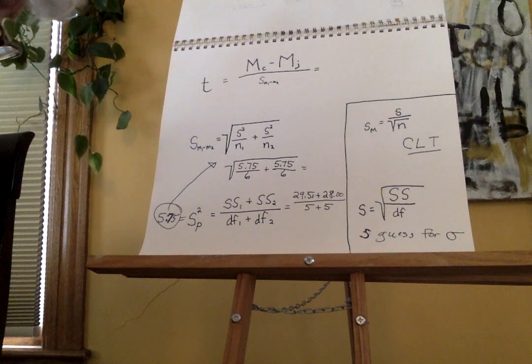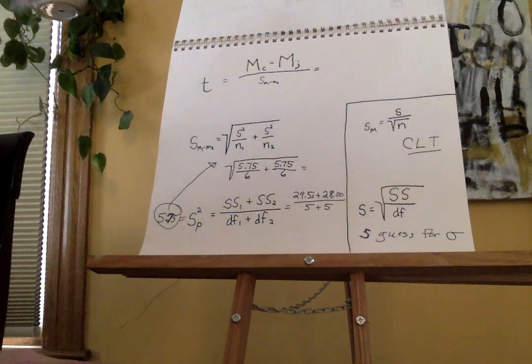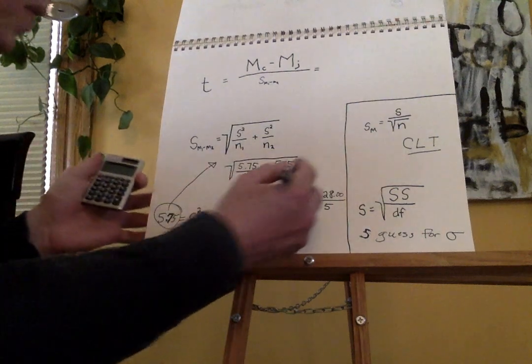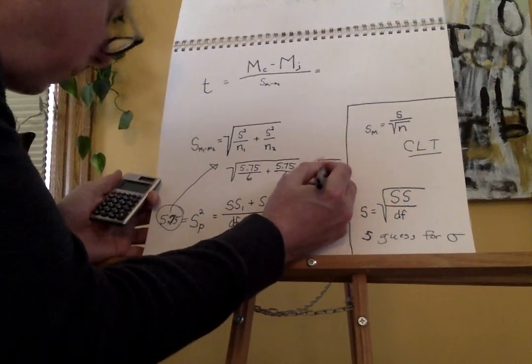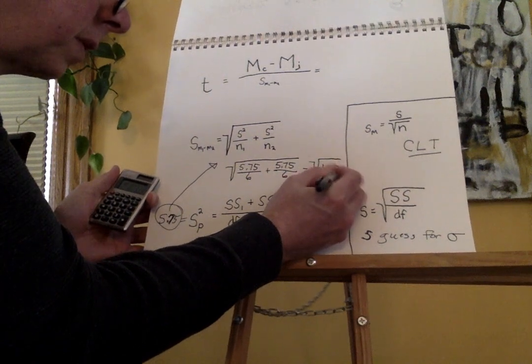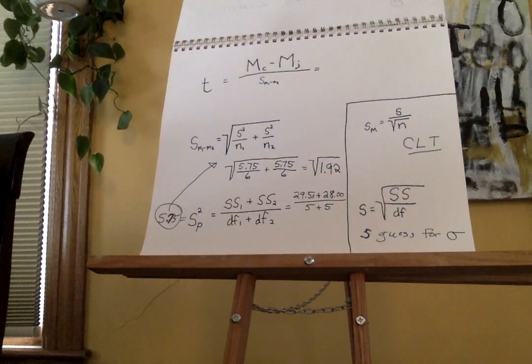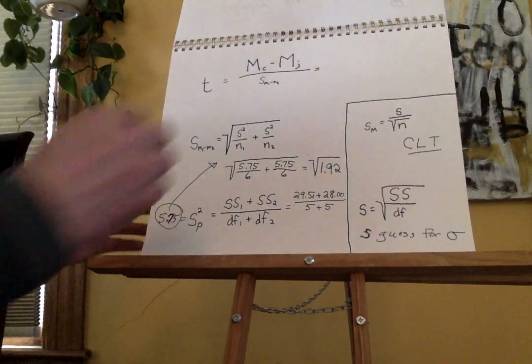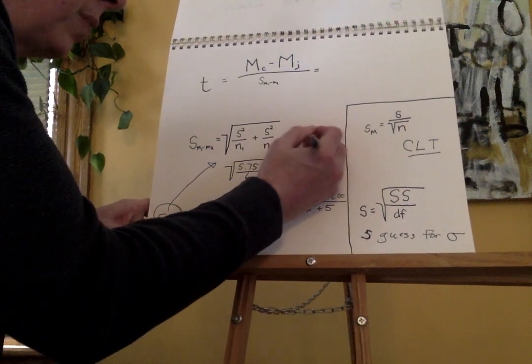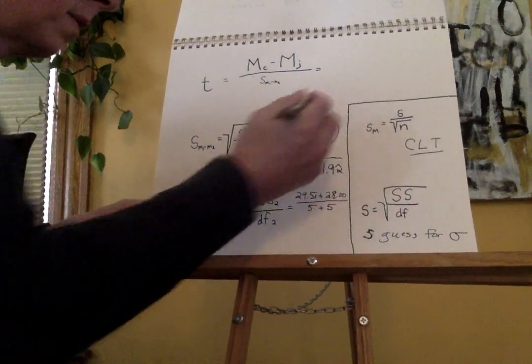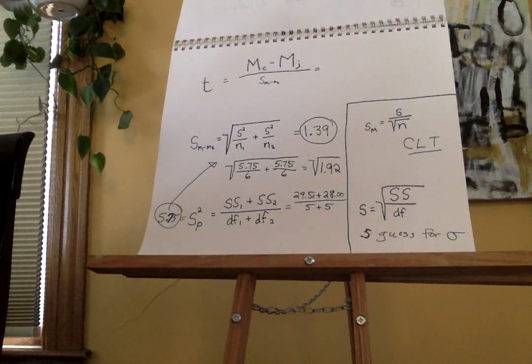So I have 5.75 divided by 6, which is 0.96, plus 0.96. So this is the square root of 1.92, something like that. Okay, so let's take 1.92, get the square root, and that is 1.39, let's call it 1.39. Okay, pretty good.